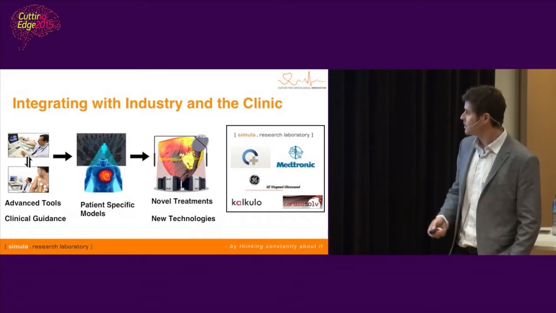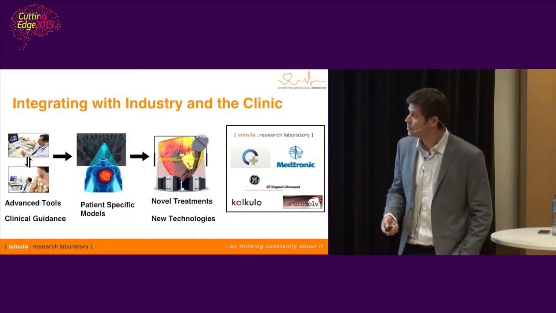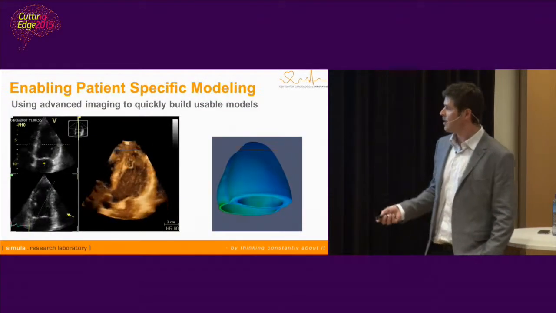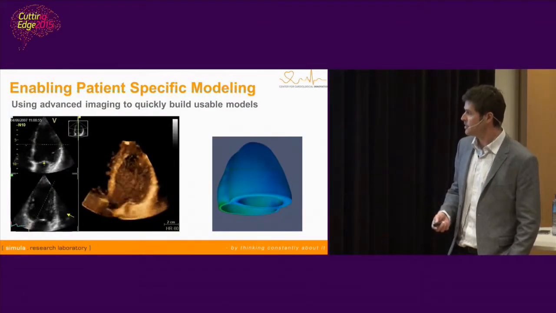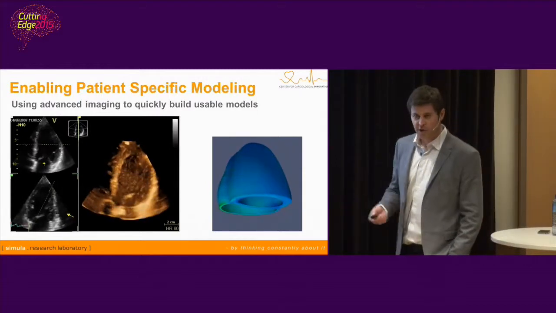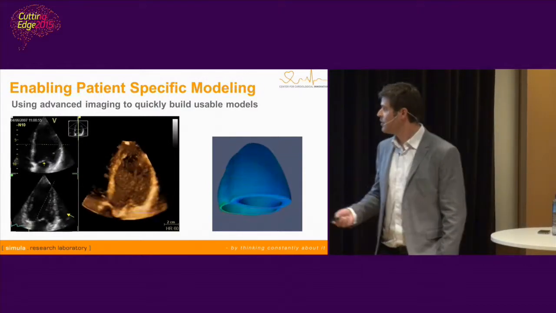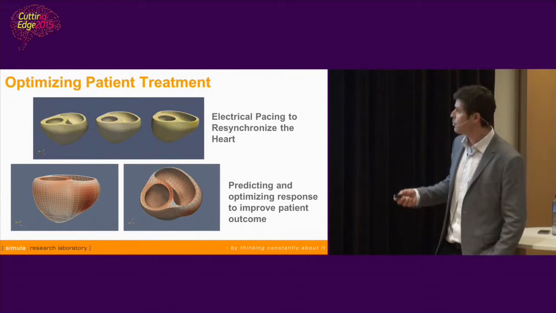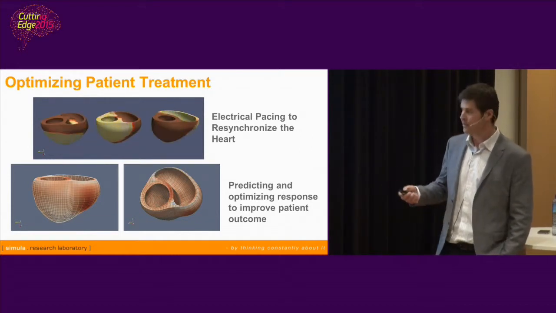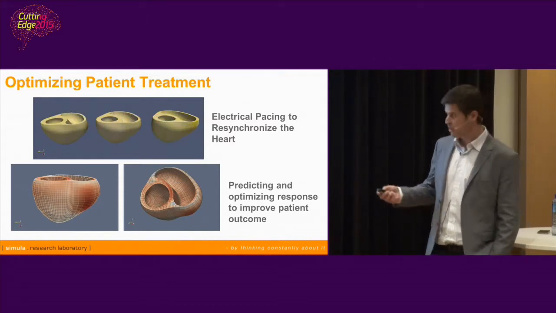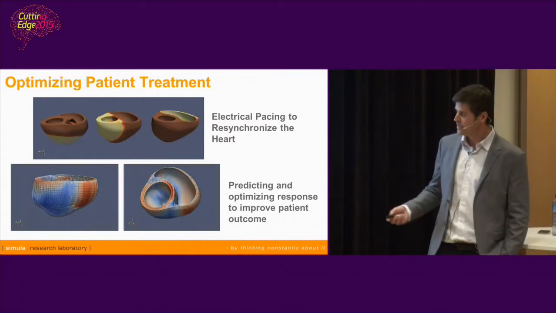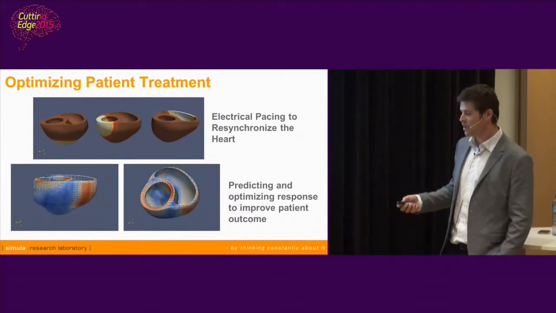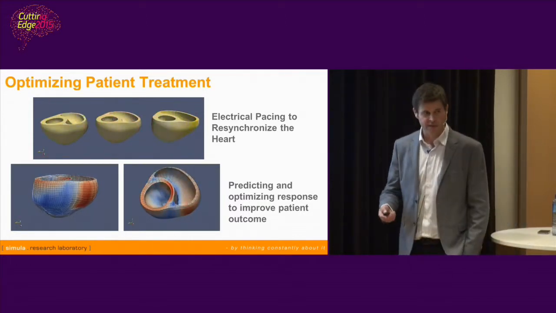We have a number of partners, and the type of work this allows us to do is really create patient-specific models. Can we take ultrasound, for example, and create a patient-specific model very quickly, very accurately, and then use such a model to study processes such as pacing? For example, electrical pacing, how the heart behaves is a common clinical approach. Can we understand how different pacing can cause different activation profiles and optimize this response at the level of the individual patient?